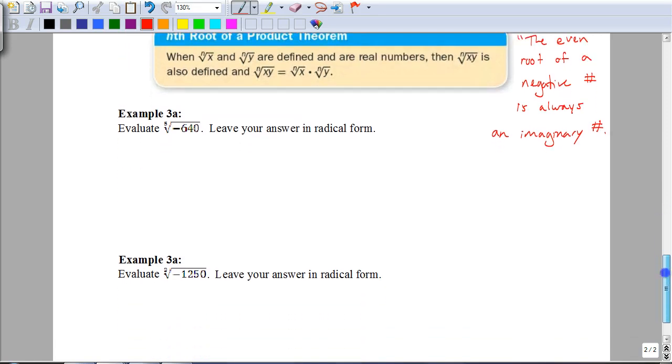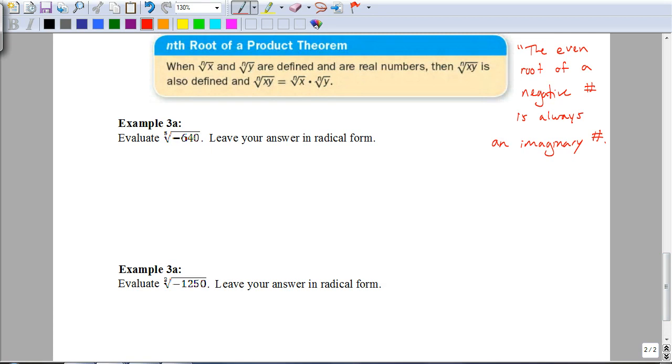Okay, so let's look at these examples to end this lesson. Here we have the fifth root of negative 640. Just like some of the problems we did in the previous lesson, some of these are not going to work out evenly. Now again, right away I have the odd root of a negative number, so I know that my answer is going to be a negative number. Now the fifth root of 640, I don't know what that is, so I'm going to do a factor tree here.